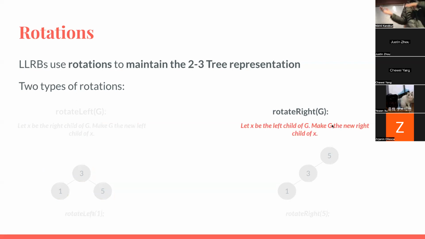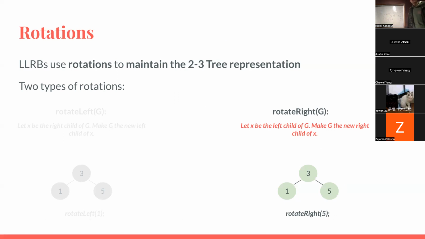Rotating right is the same thing, just the opposite way, right? If we call rotate right on G, we say, let X be the left child of G, and then make G the new right child of X. In this case, if we call rotate right on 5, 5 is our G. What's the left child of 5? It's going to be 3, so 3 becomes our X. Then we make G the new right child of X, so it comes down. And then the rotation is finished, right? Any questions on rotations, or are we good?